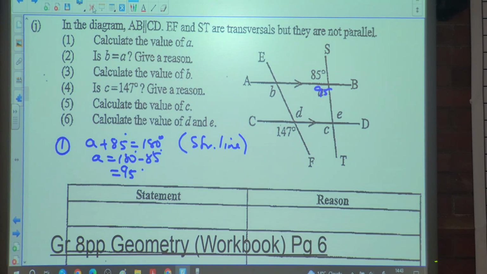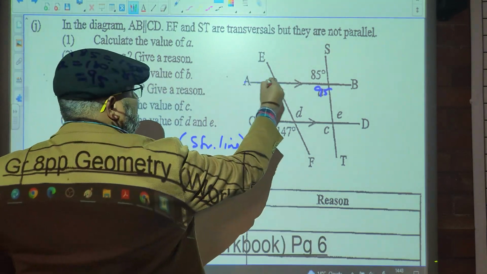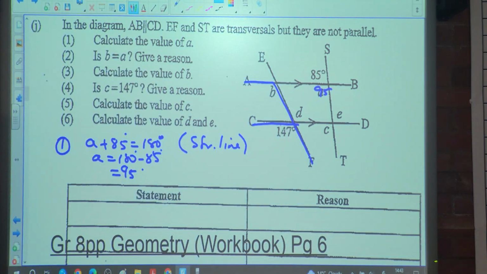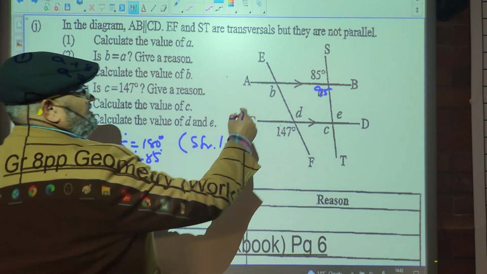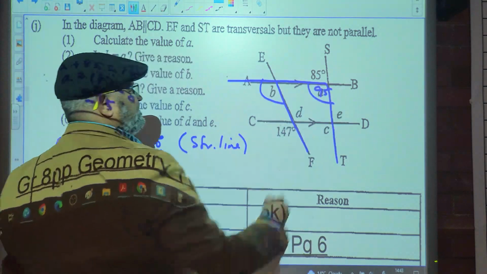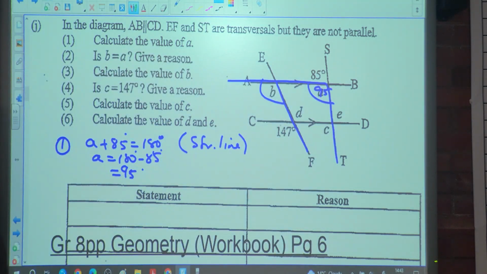How do you calculate B? Corresponding. So B is 147. Can you all see that F being formed there? You all agree with that? Now, if the F was lying like that, would B be equal to 95 as well? No, it can't be. Why? The lines are not parallel.